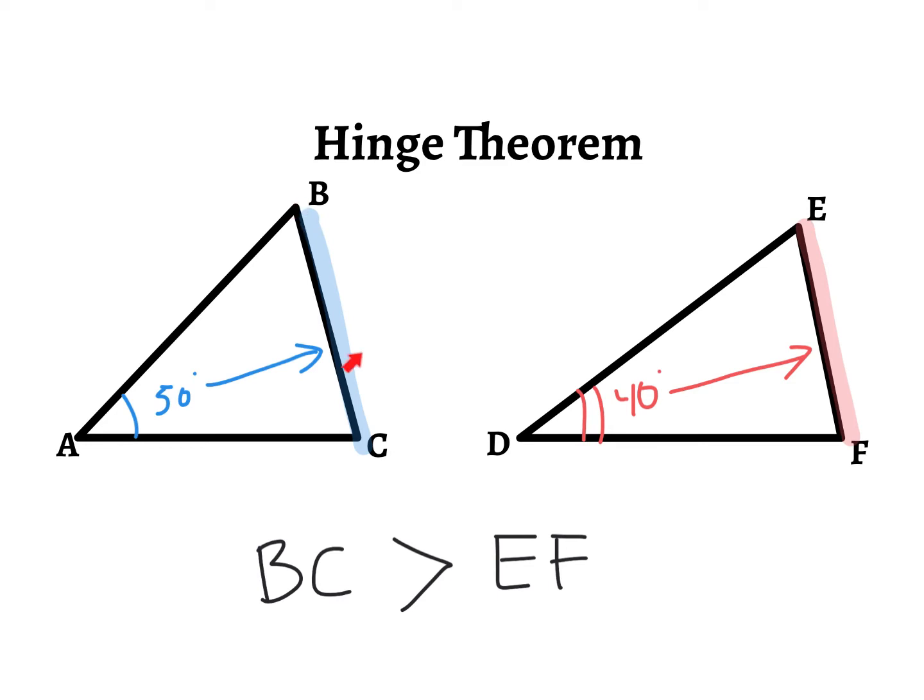If you're given the side lengths, let's say that this side is, I'll put this in blue, 20 centimeters, and this side is 10 centimeters, you can also predict that angle A should be greater than the one opposite from the 10 centimeters, because 20 is bigger than 10. So the Hinge Theorem really just compares two triangles, while in the previous video, we were comparing each angle to each other within one triangle.